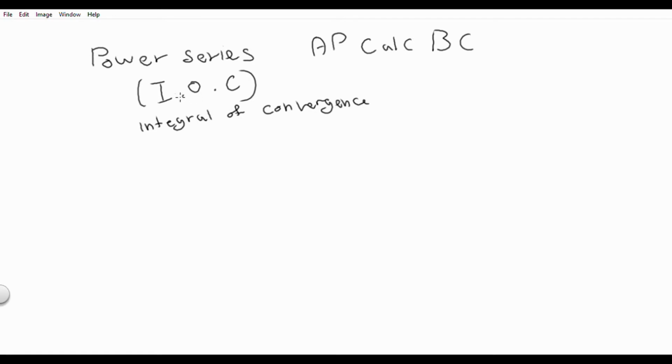If you already know what converging and diverging are, and if you know what an integral is, did I say integral? I meant to say interval. Yikes, that's one big mistake for me. Interval. We're not trying to find the integral of convergence.